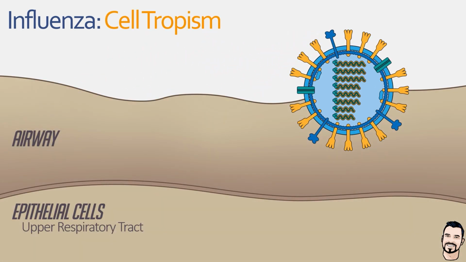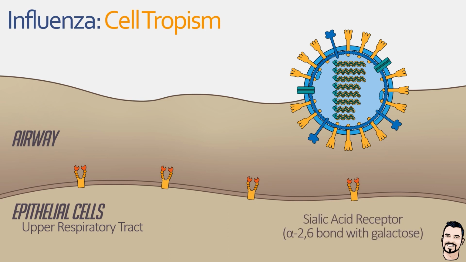Okay, so moving on, now that we've seen the morphology of our influenza A virus, we are going to revisit cell tropism, which as I said earlier is where the virus is only able to infect certain host cells due to the receptors present on its surface. So here you can see the surface of an epithelial cell of our upper respiratory tract, and it has a number of sialic acid receptors present.